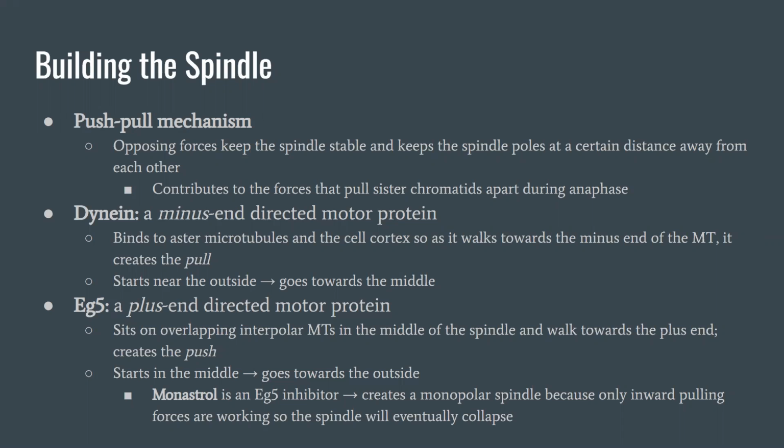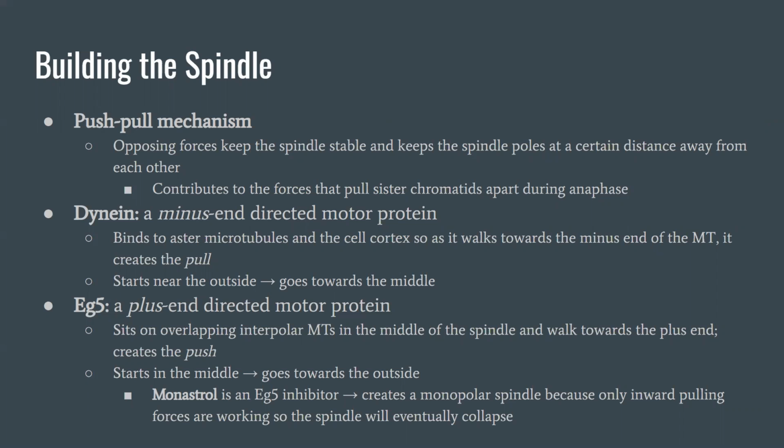Dynein is a minus end directed motor protein. If you remember, microtubules have a plus end and a minus end. During spindle assembly, dynein binds to the aster microtubules, remember, those were the outermost microtubules, and the cell cortex. As it walks towards the minus end of the microtubule, it creates a pull force. So dynein is a minus end directed motor protein that creates a pull. It starts near the outside of the spindle and goes towards the inside, or the middle.